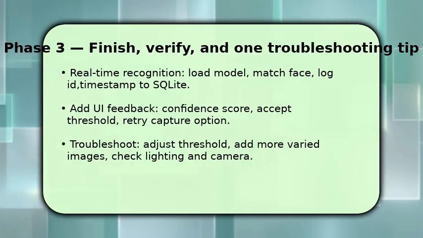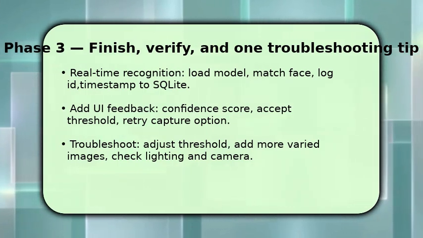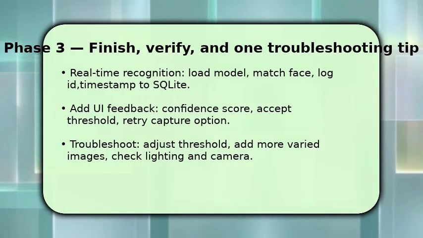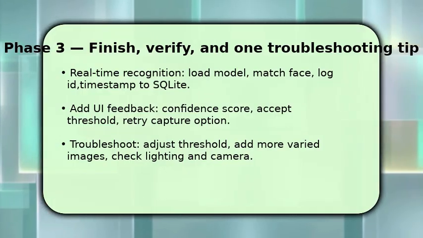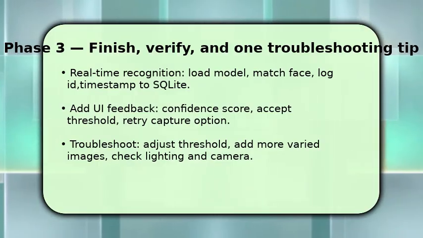If things go wrong, adjust the acceptance threshold first, then add more varied images per person and improve lighting. Natural, diffuse light reduces false negatives. Finally, log errors and swap to a stronger model if accuracy stays low.